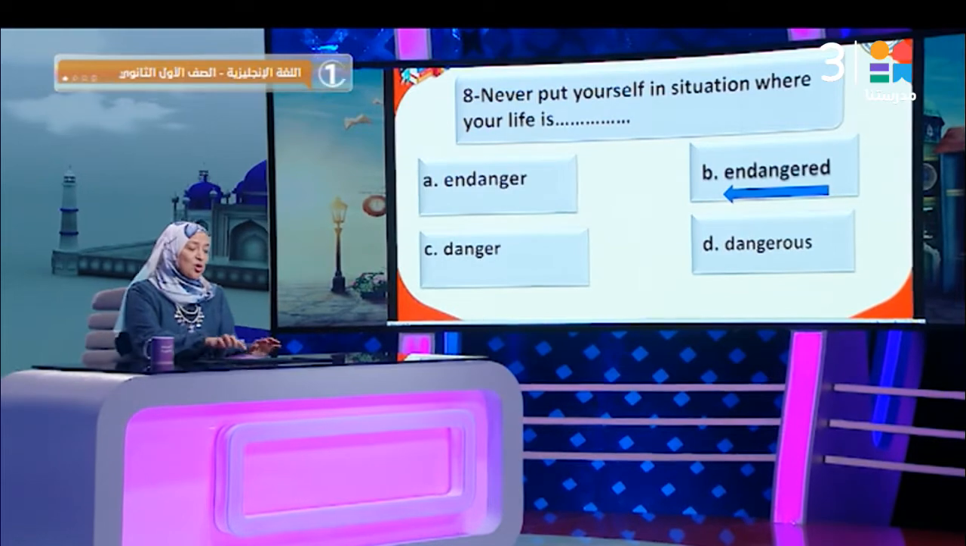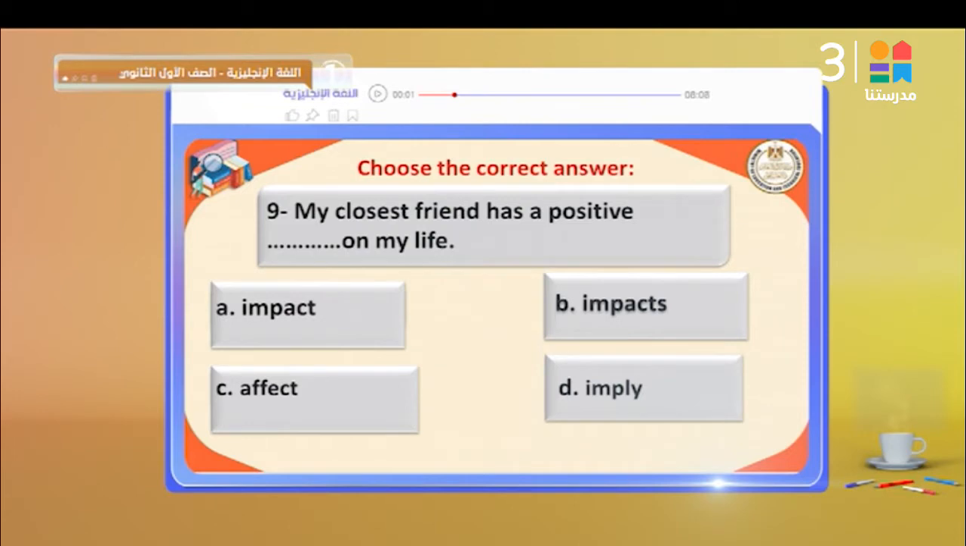Okay? Question number 9, my closest friend has a positive on me. My closest friend has a positive impact, impacts, affect, or employ. Of course, here I want you to know which part of the speech you are looking for. Are you here looking for a noun or a verb? My closest friend has a positive on me.